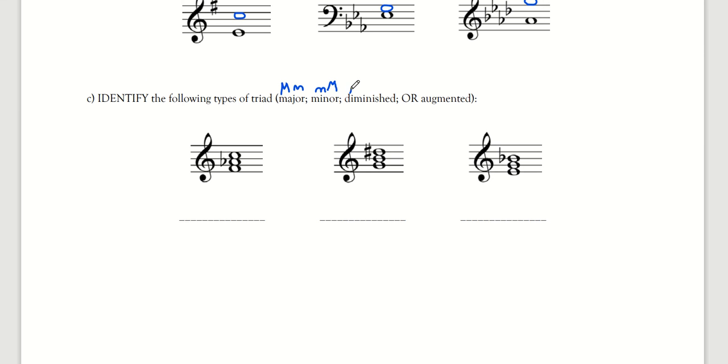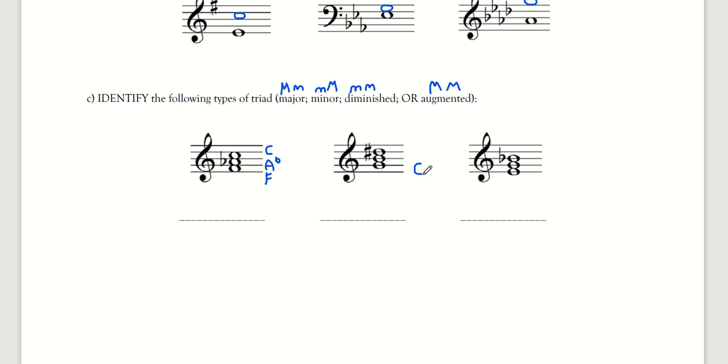A diminished is 2 minor thirds stuck on top of each other. And an augmented is 2 major thirds stuck on top of each other. Lovely. So let's work out what these are. So I'm going to write out the notes as well. So we have F, A flat, and C.